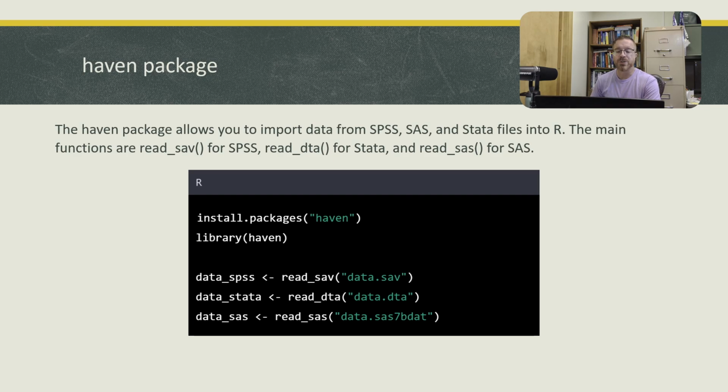Next, we have the haven package. The haven package allows you to import files from SPSS, SAS, and Stata into R. So the main functions are read_sav for SPSS, read_dta for Stata, or read_sas for SAS files. So this is again where you might want to bring in a file from someone else's analysis to continue on the analysis or expand on it.